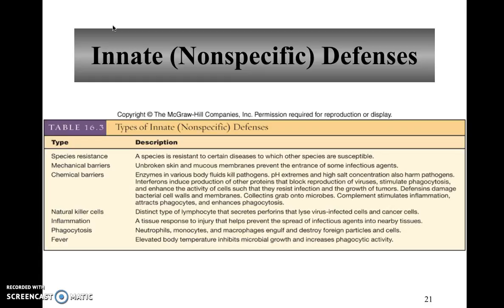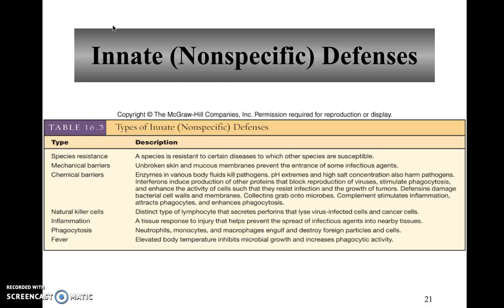In your textbook, Table 16.3 is a listing of the different types of non-specific or innate defenses and a brief description. So let's go over each of these. So first, there's species resistance. There are certain diseases that all species are resistant to. For instance, we're not going to ever get feline distemper. That disease affects specifically cats, whereas cats aren't going to get certain diseases that we can get. So by being human, there are certain things that we are resistant to or susceptible to.